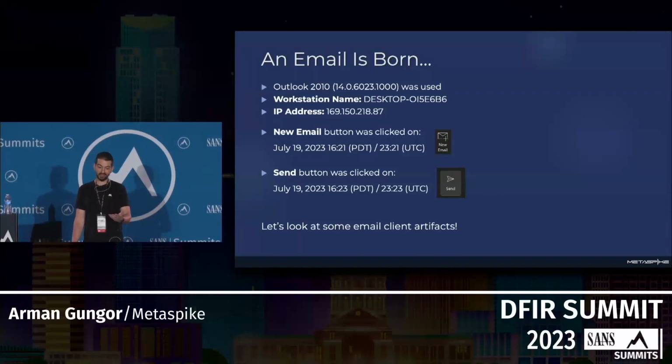So when we created this email, we used Outlook 2010, and the workstation name is as listed, and the IP address is there, and we recorded the dates and times of the actions that we've taken. So when the new email button was created, it was 11:21 p.m. UTC, and the send button was clicked on 11:23 UTC, so a couple of minutes later. So it's important to note that they're not exactly at the same time, and we might be able to glean some timing information from there.